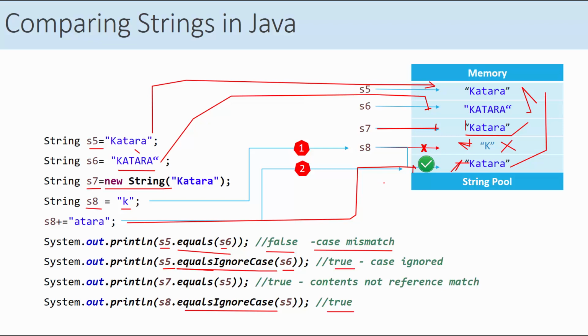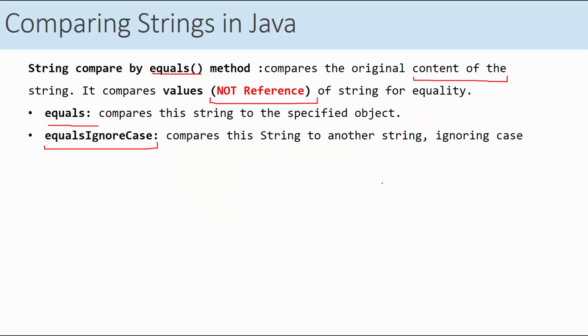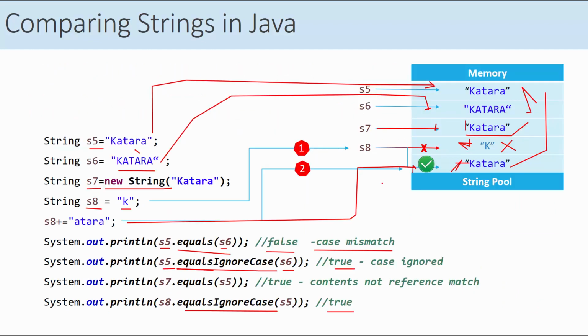So the double equality operator checks the references. However, equals and equalsIgnoreCase compare the contents of the strings, not the references.